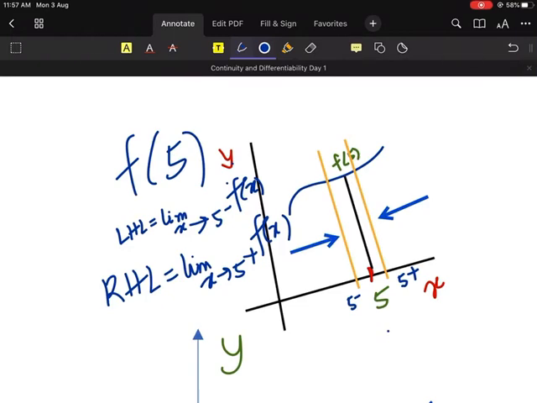So if all these three values are equal, equal means what? If all these three values converge at one point, it means this region has the same value. Okay, clear? So now let's do some problems.